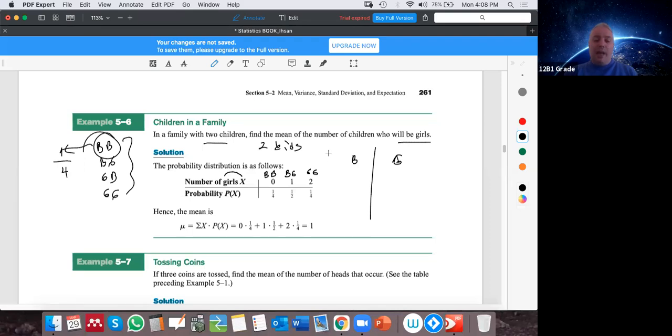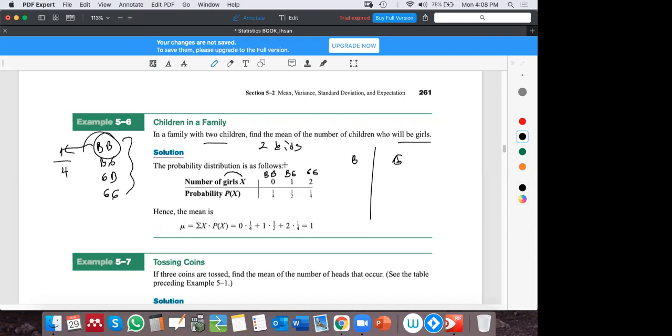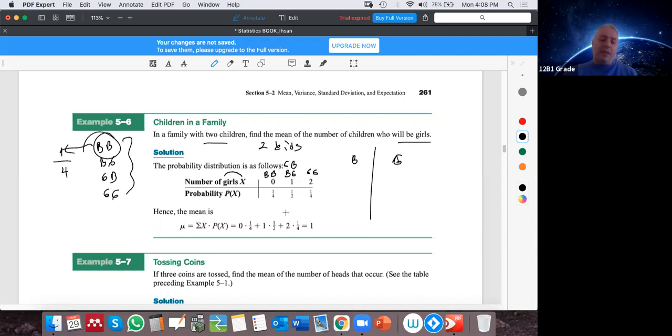But to have 1 boy and 1 girl, be careful, it's not only BG, it could even be GB. Am I right? 1 boy, 1 girl, or 1 girl, 1 boy. I mean, the order is important. First kid is a boy, second kid is a girl, or first kid is a girl, second is a boy. So this will be 2 out of 4, which is 1 over 2.